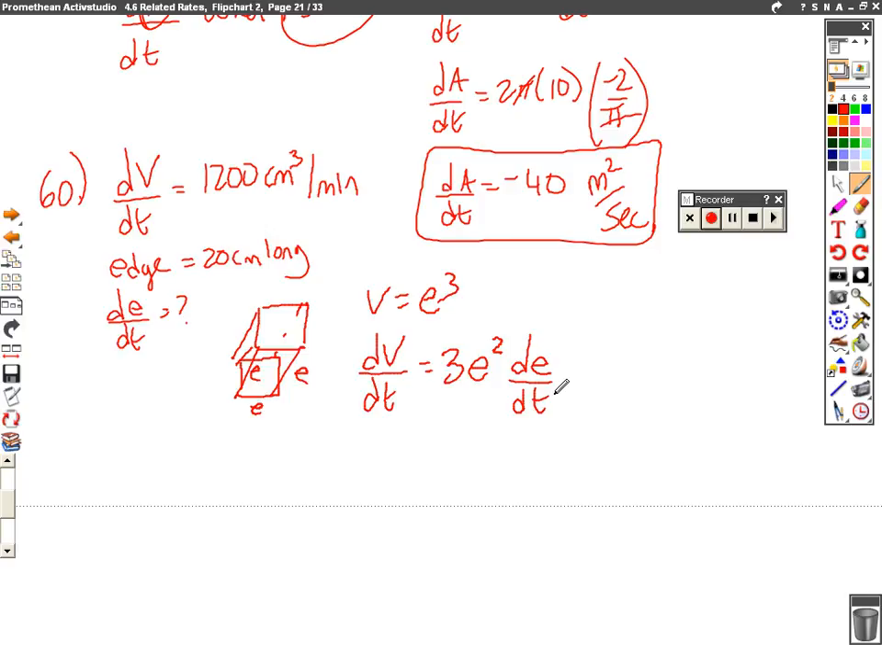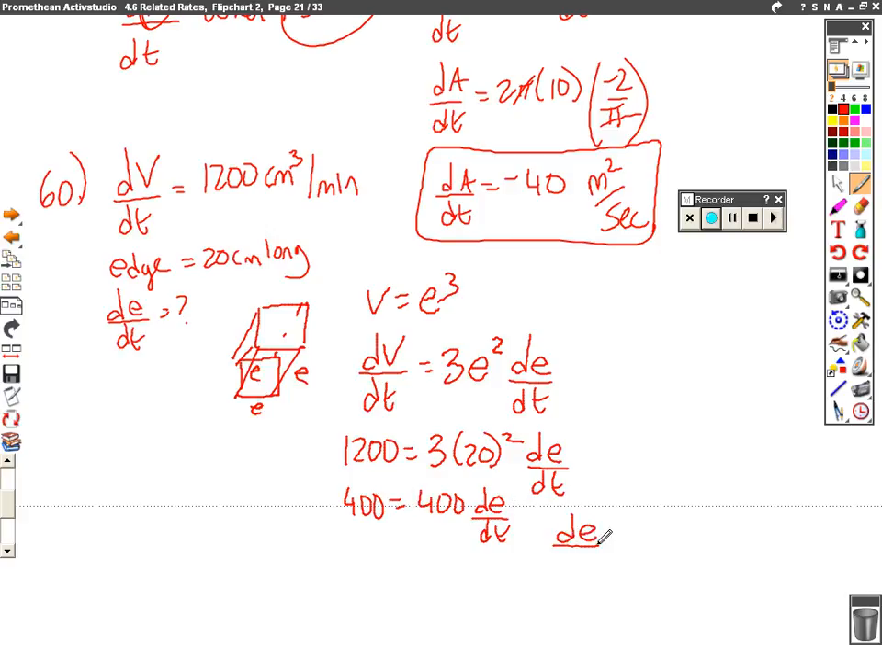Fill in everything you know. 1,200 equals 3 times E, which they're going to call as 20, dE/dt. So we can divide by 3 straight away. We get 400 equals 400 dE/dt, because 20 squared is 400. And so that means that dE/dt is just going to be 1. And our unit of measurement we get from our volume, it's just centimeters. 1 centimeter per minute.